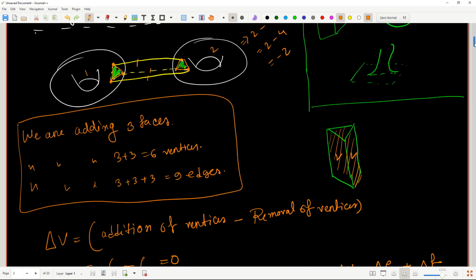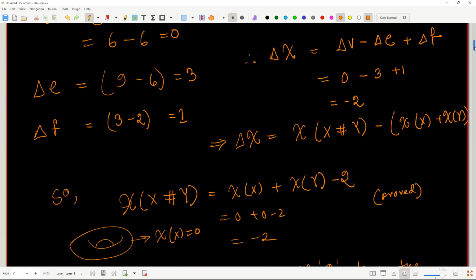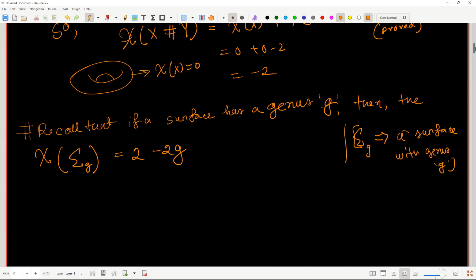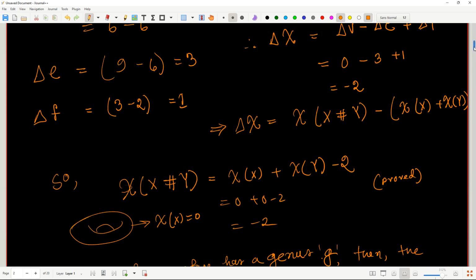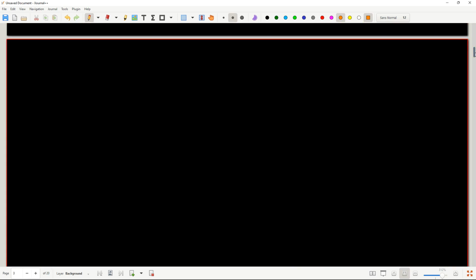That agrees, right? Now you may ask, is there any way to prove this 2 minus 2G? Because I've been saying it a lot. And I can show you a proof, and we will see that very soon. And that proof will use the idea of this connected sum. So let's now try to prove it.